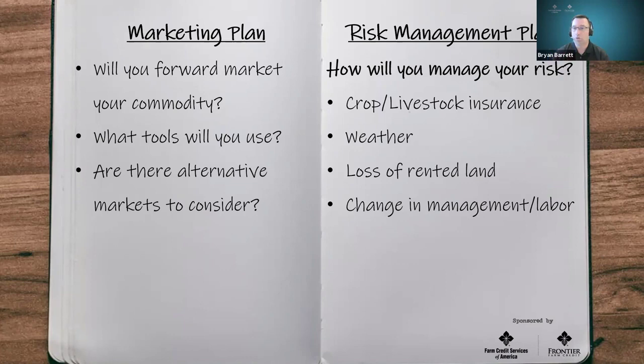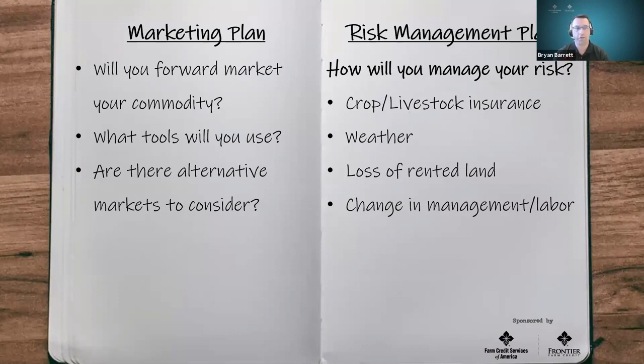So, for example, will you be forward marketing any of your commodities, whether that's utilizing hedging, puts and options, or just forward contracting with an elevator? And what is your goal as far as percentage of forward marketing if you choose to do that? What tools will you utilize to help you market? And then what alternative markets are there to consider?